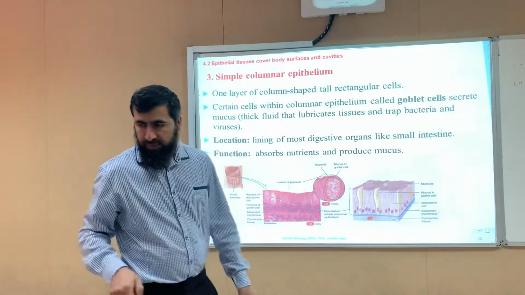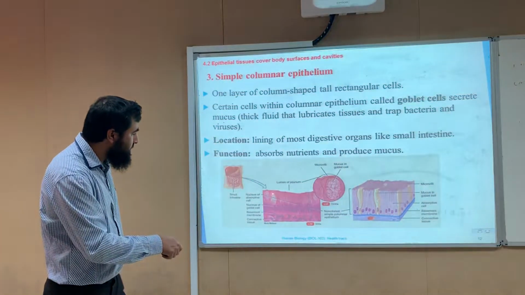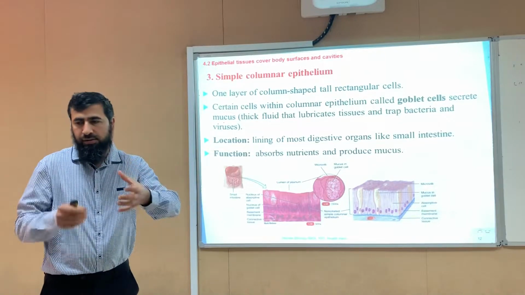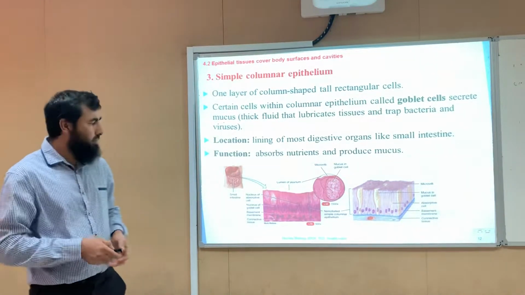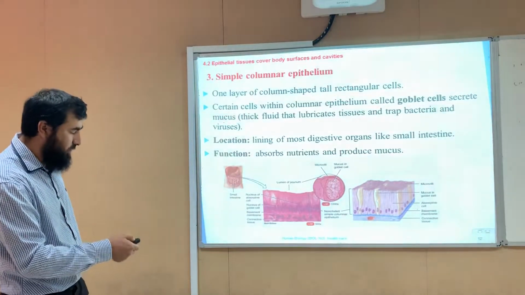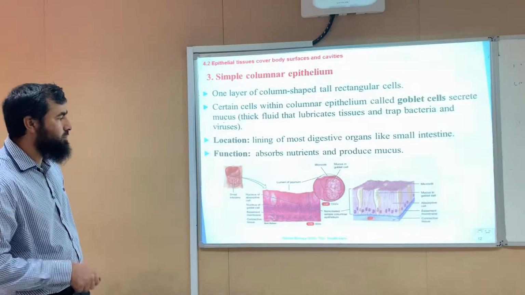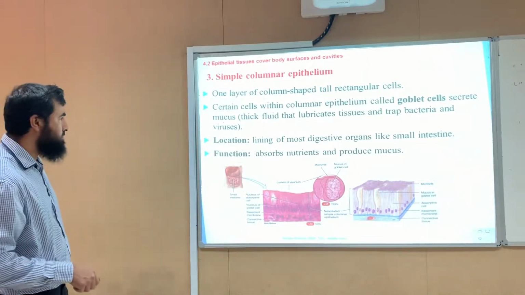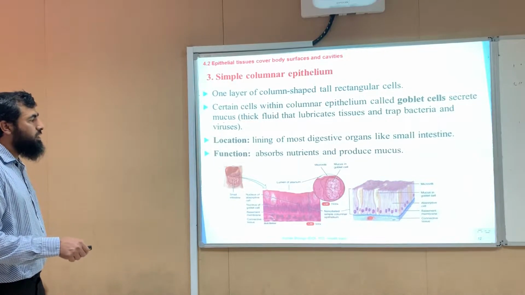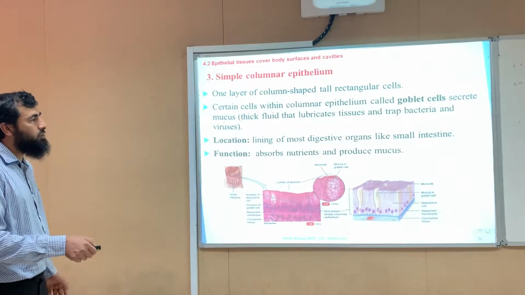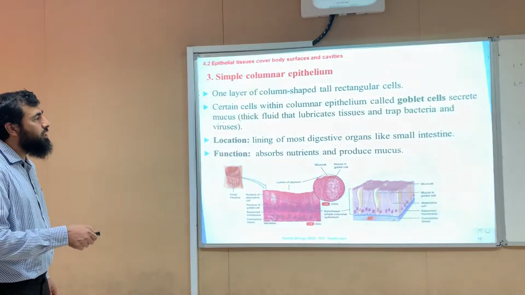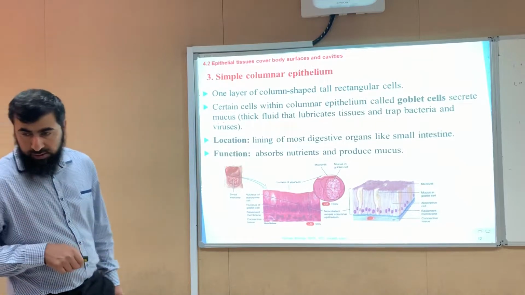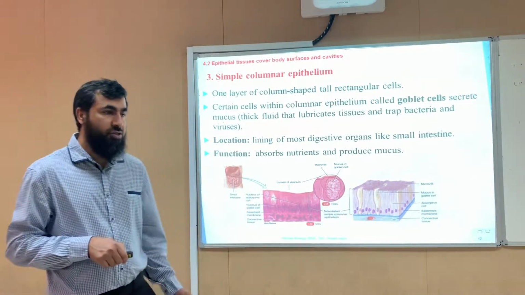What's a goblet? Goblet is just referring to these large cells. A goblet is a cup, yeah. So when you look closely, it looks like those cups. That's why it's named goblet cells, because they resemble those cups. This mucus acts as a trap for bacteria, viruses, and sometimes lubricates. But it also helps to protect from the digestive enzymes.